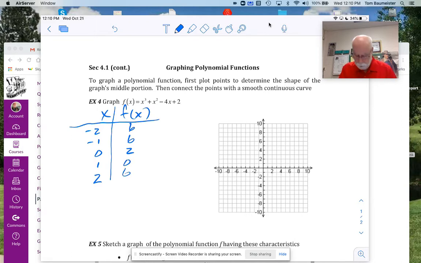All right, so now I'm going to plot all those points. So at -2, I have 6. At -1, I have 6. At 0, I have 2. At 1, I have 0. And at 2, I have 6.